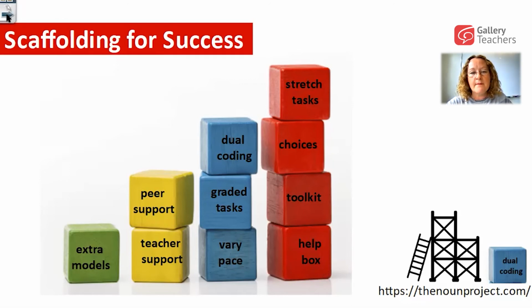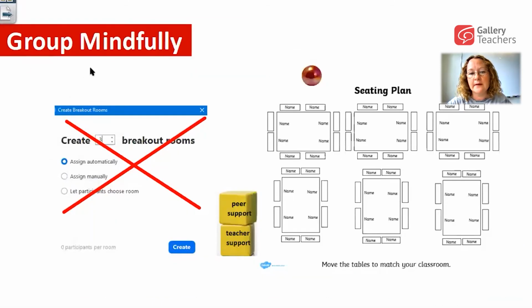Now, one thing I'm sure that many of you do is thinking about grouping. So how can we group mindfully to really think about the individuals in our class? Well, one thing, if you're online like we are right now on Zoom, never use the assign automatically box for a breakout room, because that means that you're going very randomly with which students are grouped together. You want to make a purposeful choice as a teacher. In this task, do I want my stronger students to be together, helping one another, stretching, maybe going on to something extra?